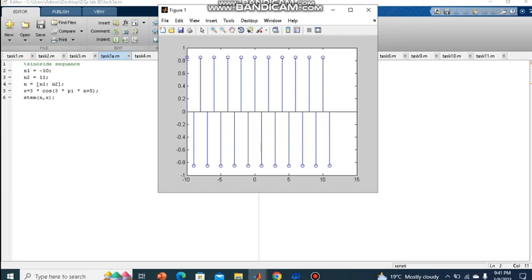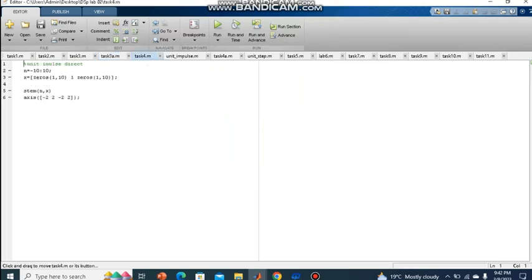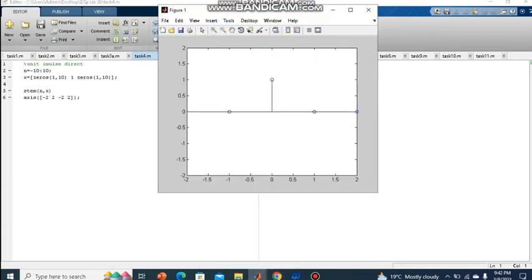We will cross it here, and move on to lab task number 4. As you can see, we have to define the unit impulse function, which will show us the unit impulse function. As we have put the n values, n1 is -10 and n2 is 10, after applying the function, it is 1 where n is 0, and 0 otherwise. After running, it will show only one discrete value on the x-axis, as shown.